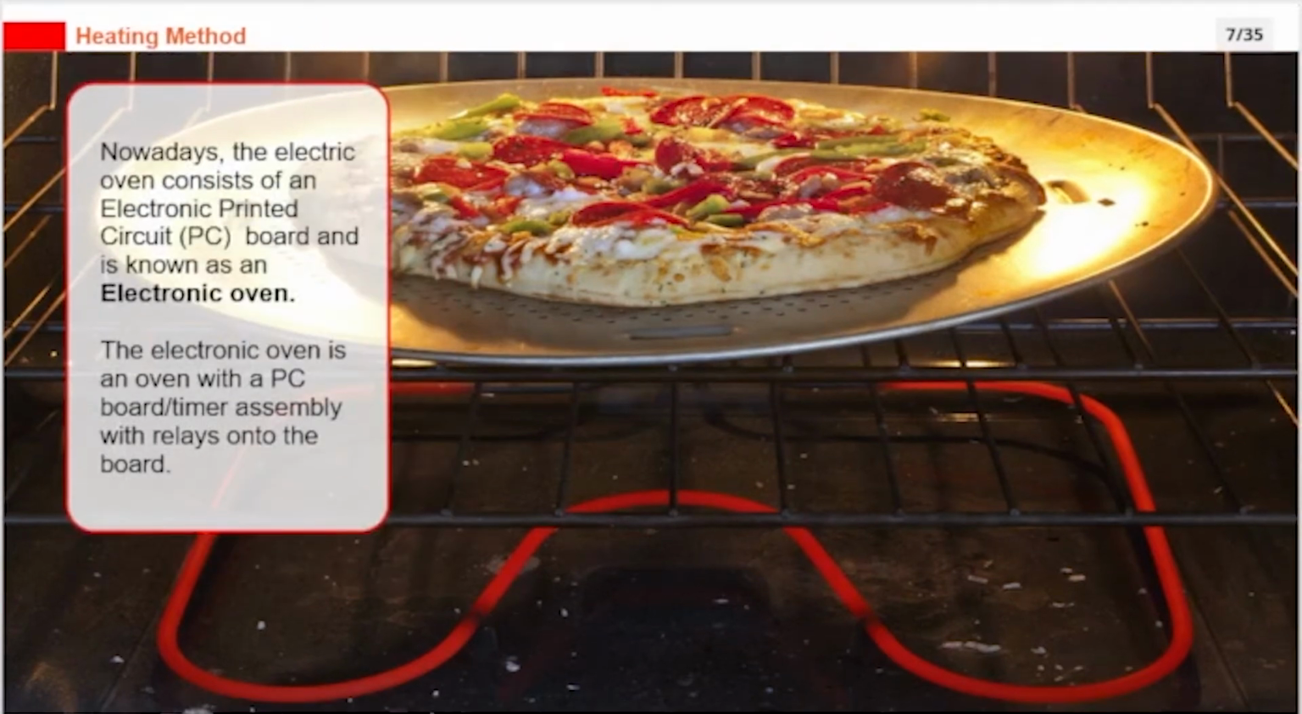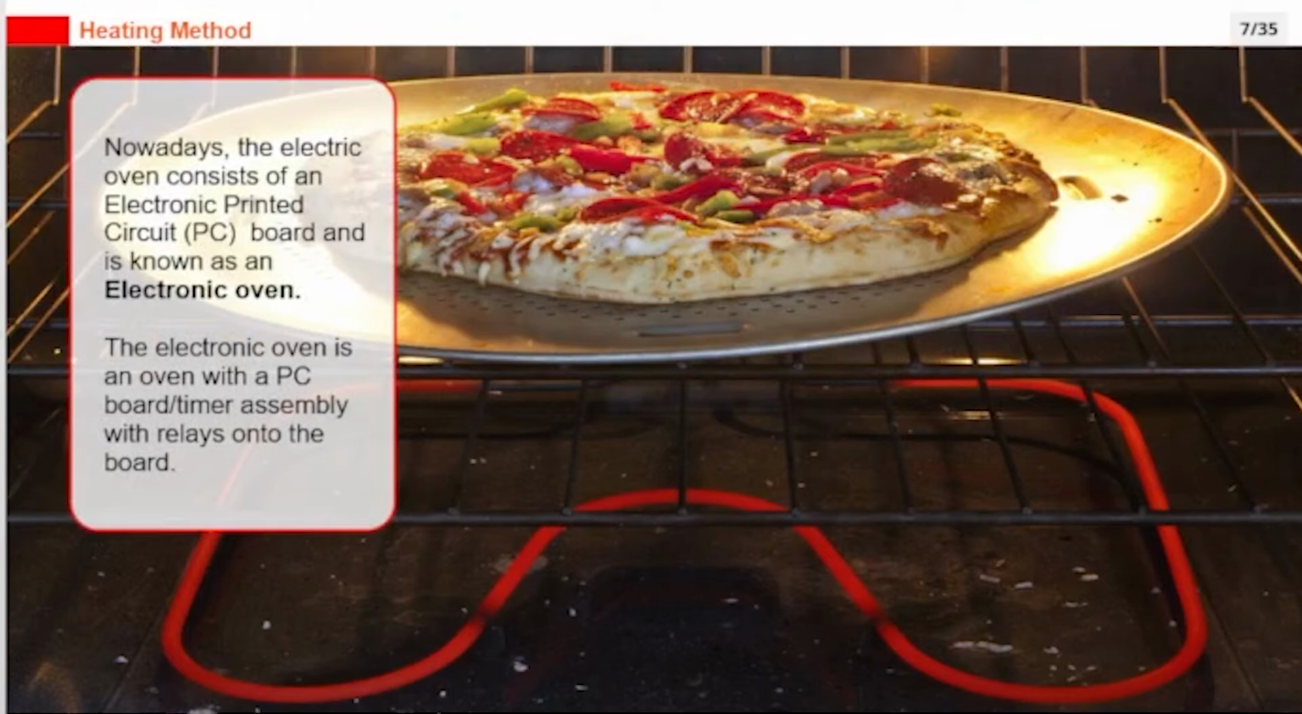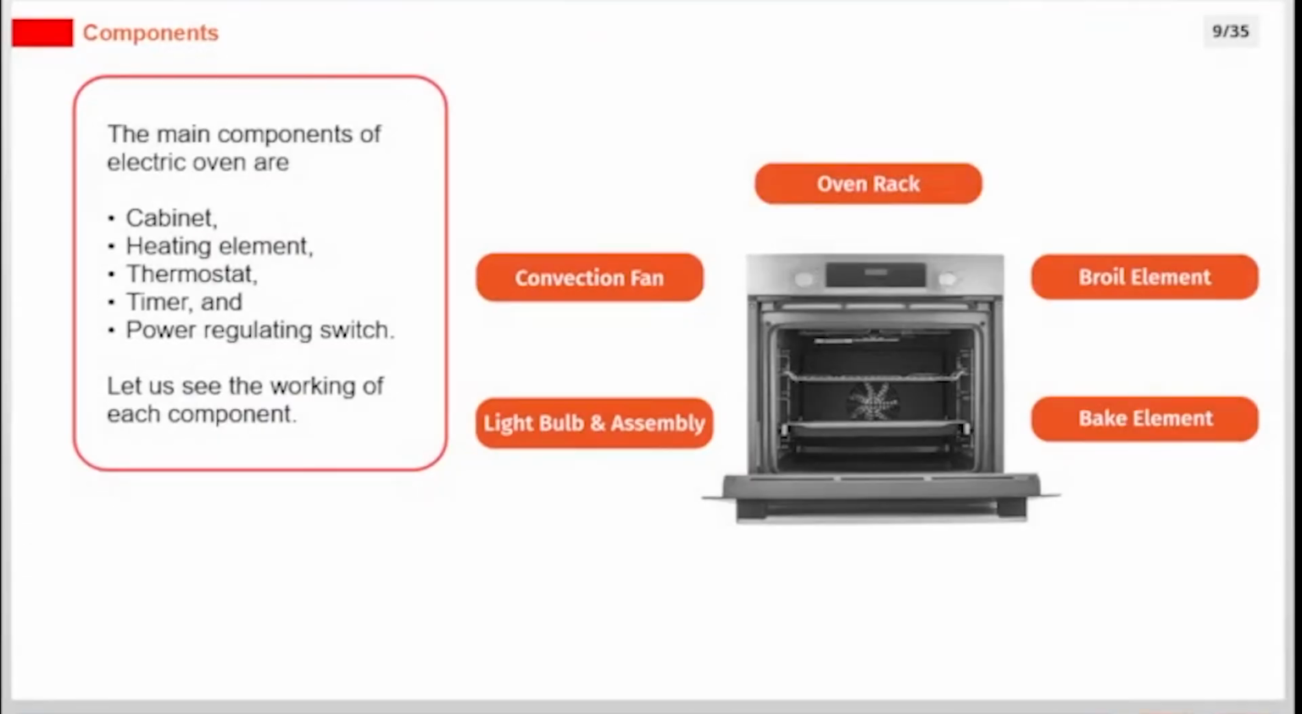Nowadays, the electric oven consists of an electronic printed circuit (PC) board and is known as an electronic oven. The electronic oven is an oven with a PC board/timer assembly with relays onto the board. The main components of an electric oven are cabinet, heating element, thermostat, timer, and power regulating switch.